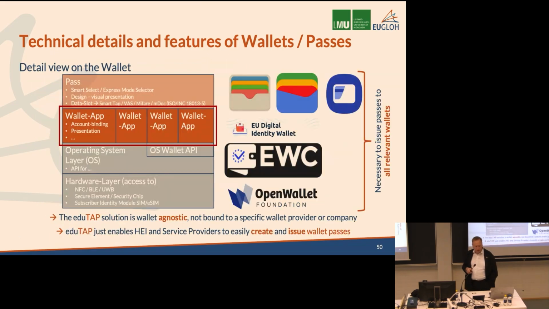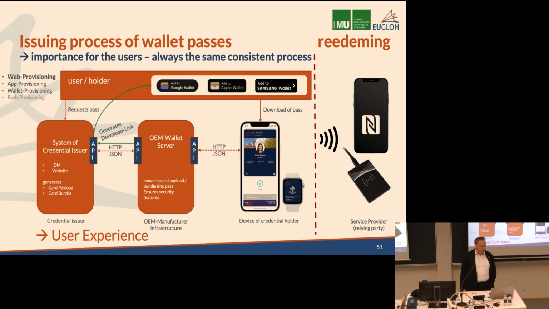That's the key. And in the end, what we do as eduTAP is we provide you a simplified API that you can use in any wallet out there that is relevant. And for the users, it's always the same. You go to the website, the app, or even through the wallet and select which of the passes you would like and download and add to your wallet. That's it. It must be simple and the same everywhere.